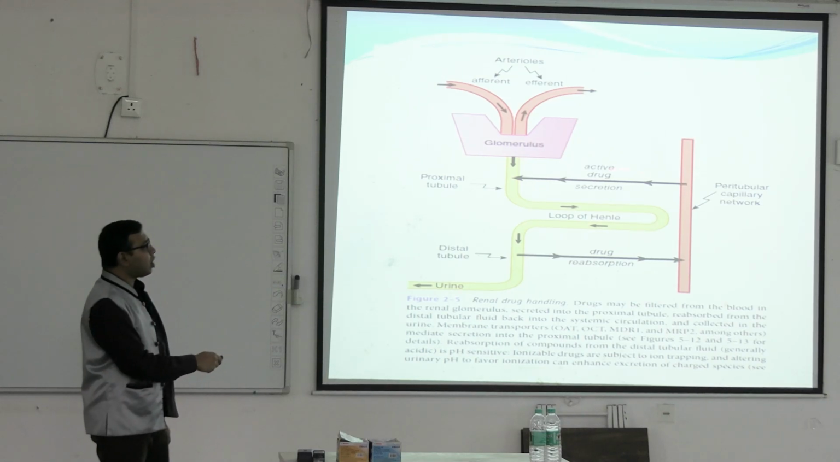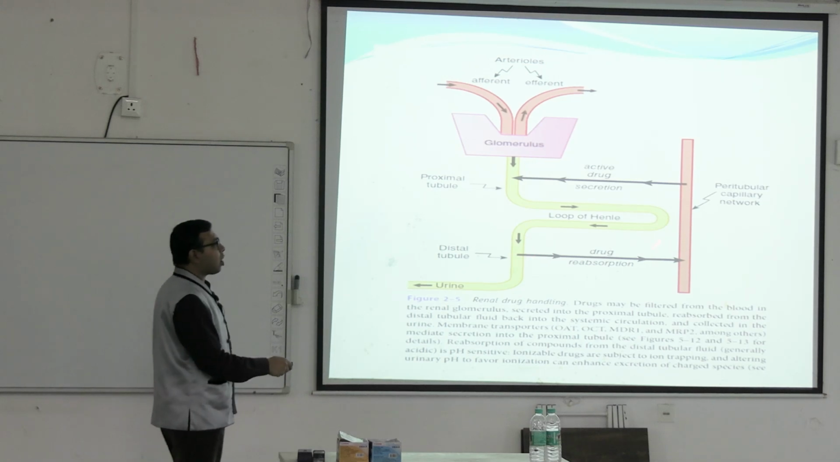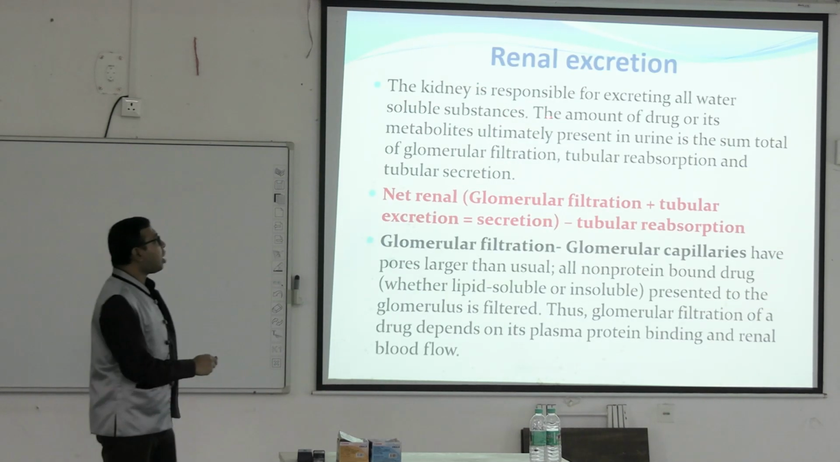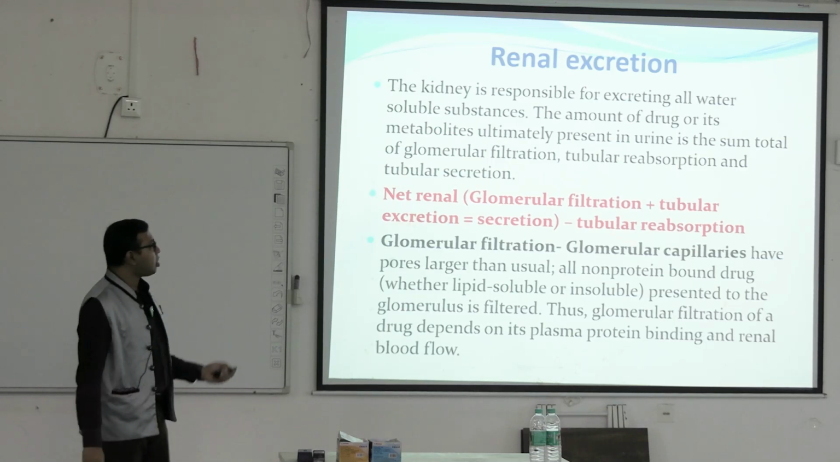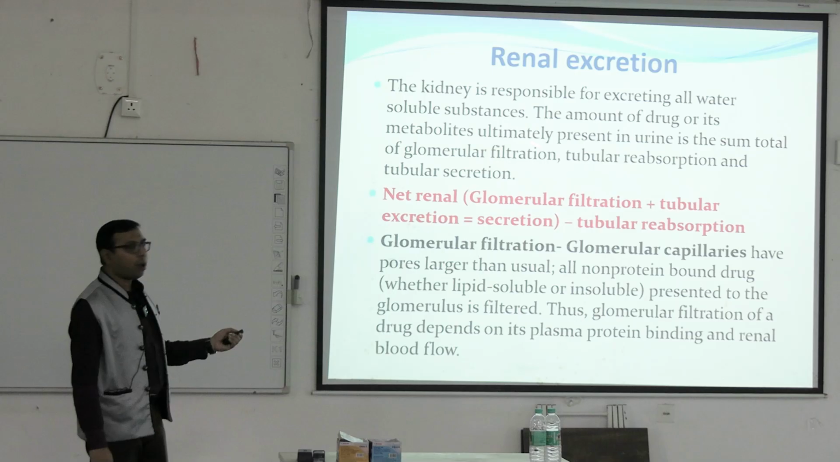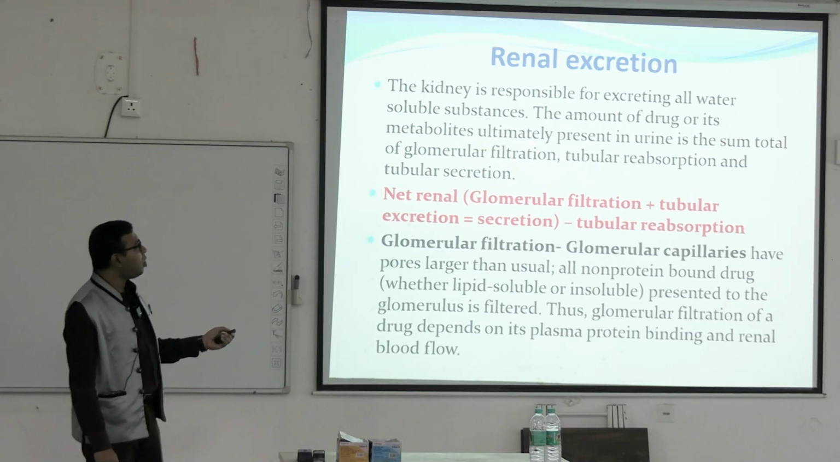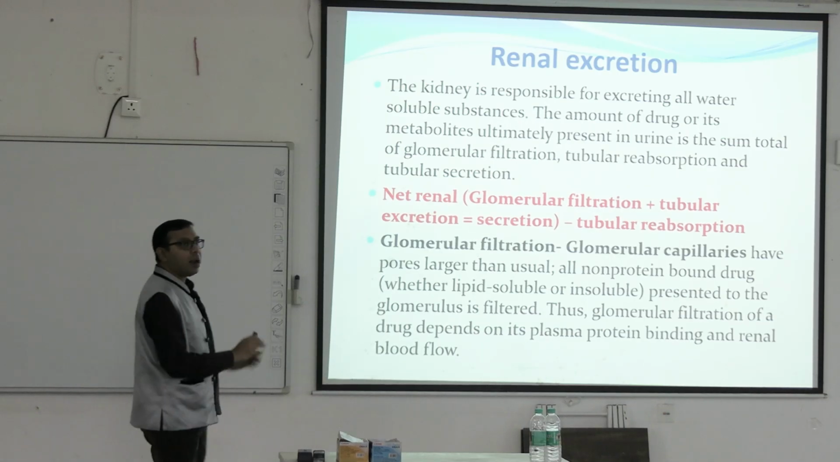Glomerulus, active drug secretion: some drugs are actively secreted and some drugs are reabsorbed back. So this is the renal drug handling. The kidney is responsible for excreting all water soluble substances. The amount of drug or its metabolites ultimately present in urine is the sum total of the glomerular filtrate, tubular reabsorption and tubular secretion. That is the net renal excretion.